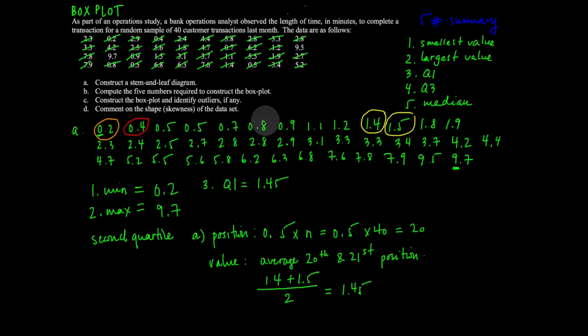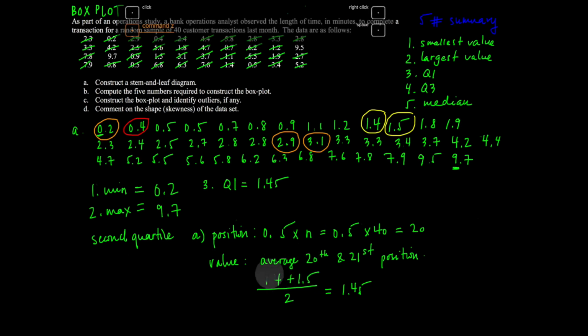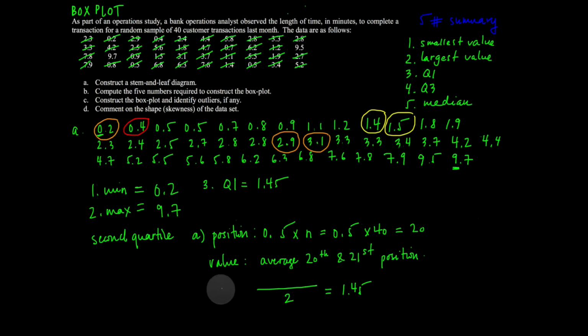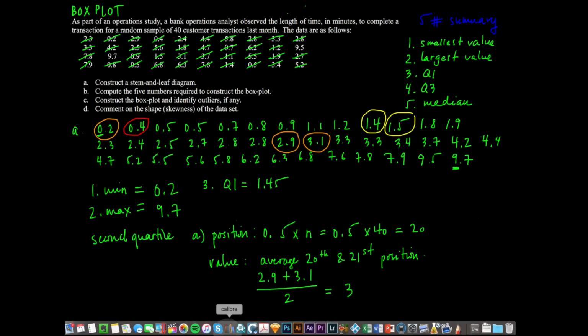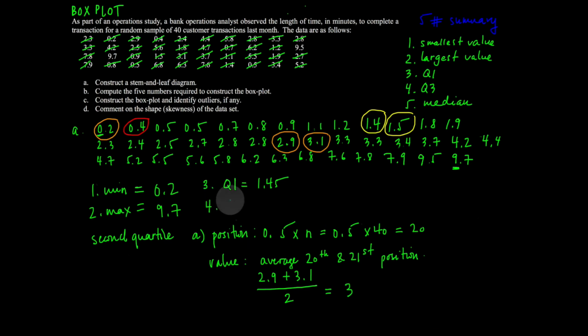So let's go get those now with the orange right here. So we have 1, 2, 3, 4, 5, 6, 7, 8, 9, 10, 11, 12, 13, 14, 15, 16, 17, 18, 19, 20. So that would be the average of 2.9 and 3.1. So let's just erase this right here. All right, so it's going to be the average of 2.9 plus 3.1, so that gives us 6. So my median is 3. So let's go ahead and put it right here. So Q2, which is equal to the median, is equal to 3.